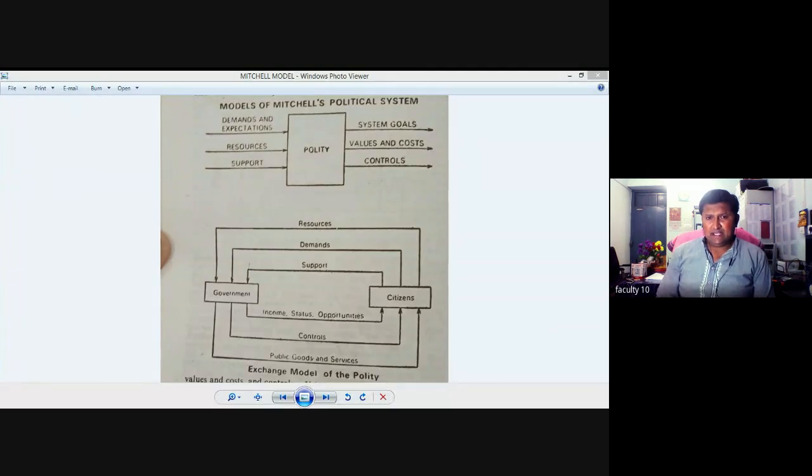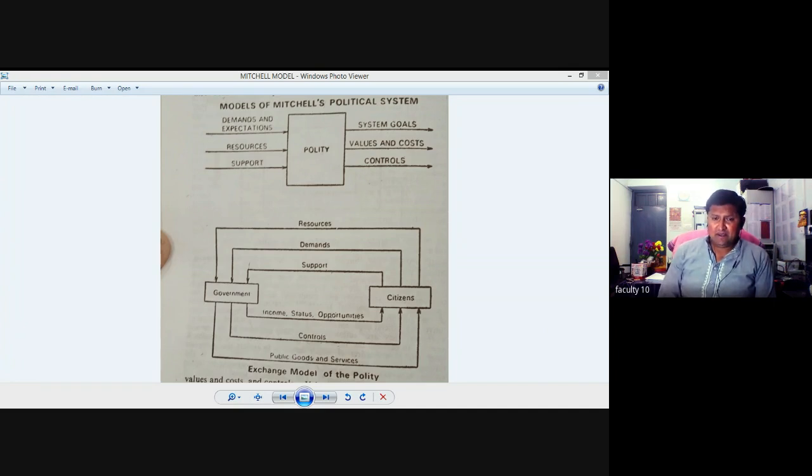Now you can see the model of Mitchell's political system. The polity is the political system, and on the left-hand side there are demands and expectations, resources, and support. These are the inputs to the polity, and from the polity there is output, that is the system's goals, values, costs, and control. This is also known as the exchange model of polity. This is Mitchell's political system.